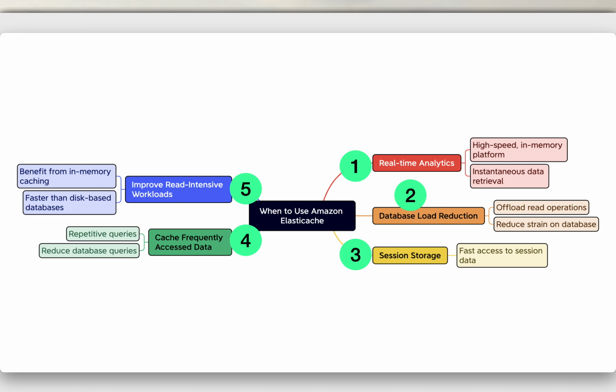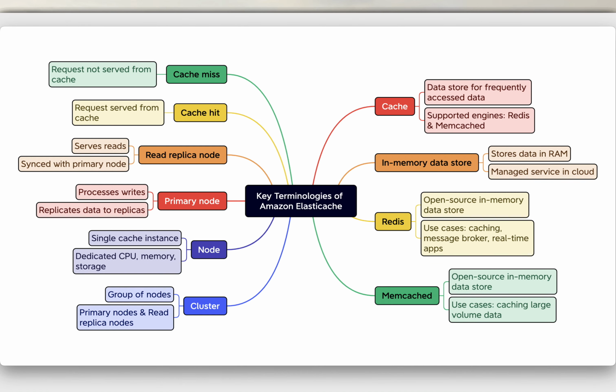Key terminologies of Amazon Elasticache. 1. Cache, a data store that stores frequently accessed data in memory to improve performance. Amazon Elasticache supports two in-memory caching engines, Redis and Memcached. 2. In-memory data store, a type of data store that stores data in RAM, which is much faster than accessing data from disk-based databases. Amazon Elasticache is a fully managed in-memory data store service that makes it easy to set up, manage, and scale in-memory caches in the cloud.